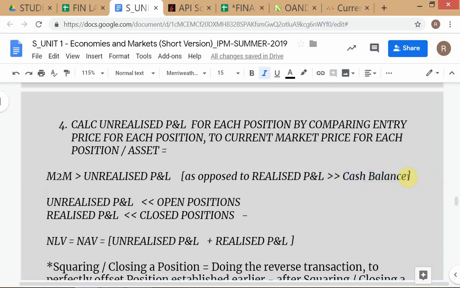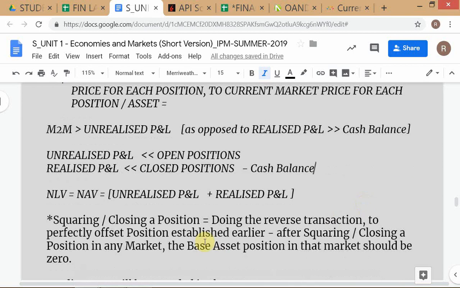Is everyone clear? Your total. There is a concept that you see here. This is the concept that we should cover now. So M2M, everybody is clear? Mark to market is nothing but basically taking the existing position and revaluing it at the current market.